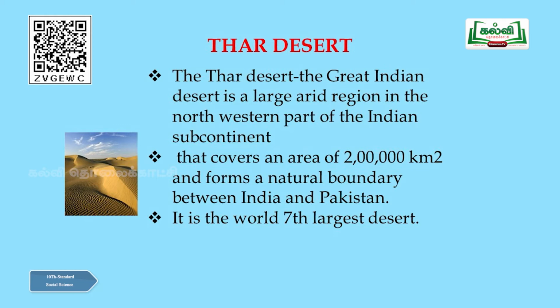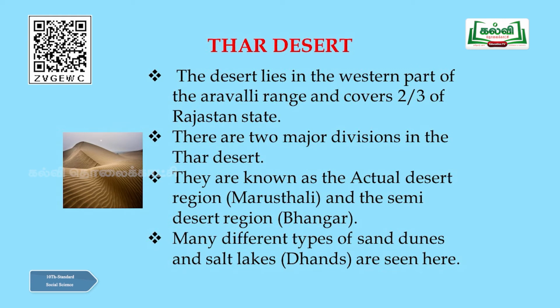You all very well know which is the largest desert in the world. Yes, Sahara Desert, which lies in the African continent, is the world's largest desert, whereas our Thar Desert is the world's 7th largest desert. This desert lies in the western part of the Aravalli range and covers 2/3 of Rajasthan state. As I mentioned already in the previous class, Aravalli range is one of the oldest ranges in India. There are 2 major divisions in the Thar Desert. They are known as the actual desert region, which is also called Marusthali, and the semi-desert region, which is known as Bagar. Here in the Thar Desert, there are different types of sand dunes and salt lakes called Dhands seen in this desert area.